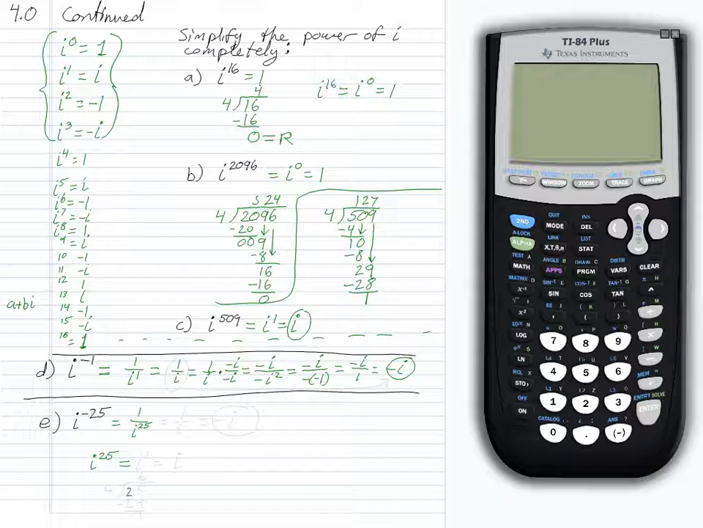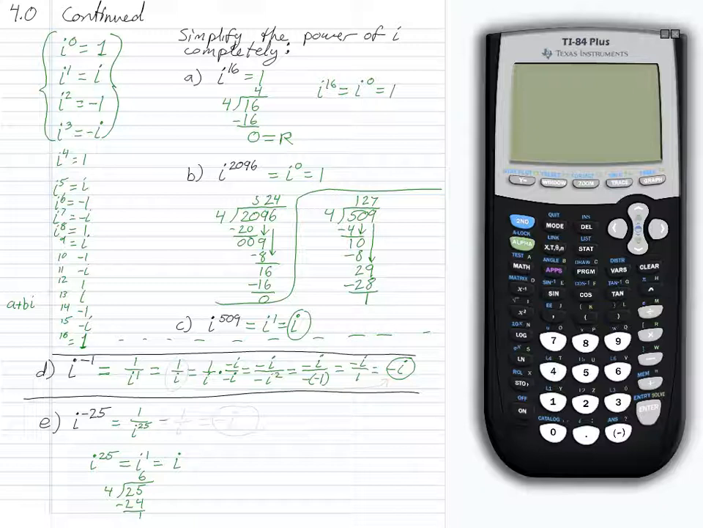Well, 25, when we divide it by 4, leaves me with a remainder of 1, since we can fit 6 4s in there, leaving 24. If we subtract that, we have a remainder of 1. So i to the 25th and i to the 1st are equivalent, so this is i.